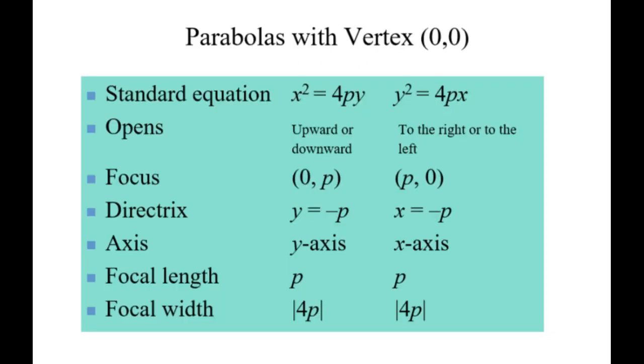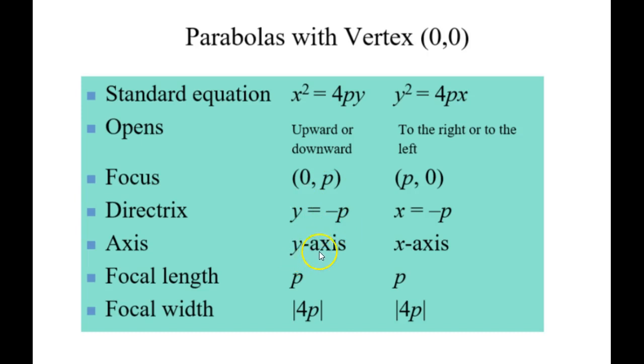Here is a table that organizes a lot of that information we were just talking about, and this is for parabolas with the vertex at the origin, so 0, 0. So this is something I would write down in your notes just to keep everything organized. So we have our two types of equations, x squared equals 4 times p times y. That is going to open up or open down. The focus is going to be at the ordered pair 0, p. The directrix is going to be the line y equals negative p.